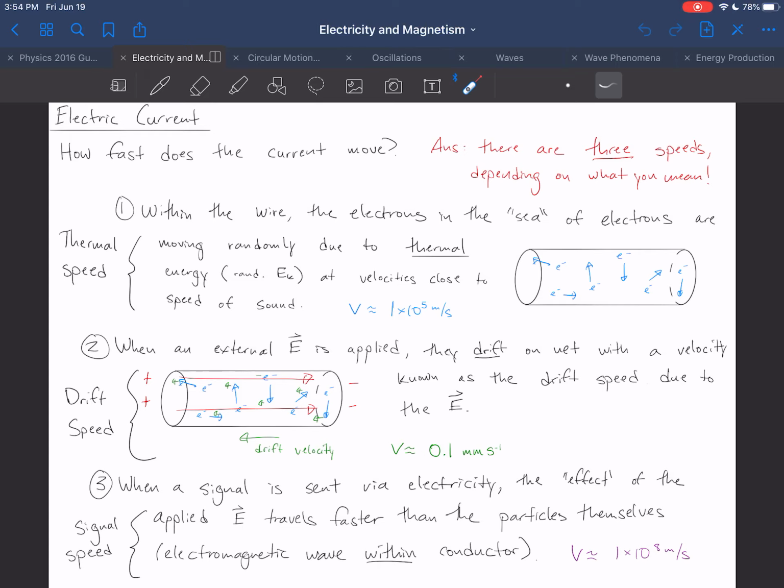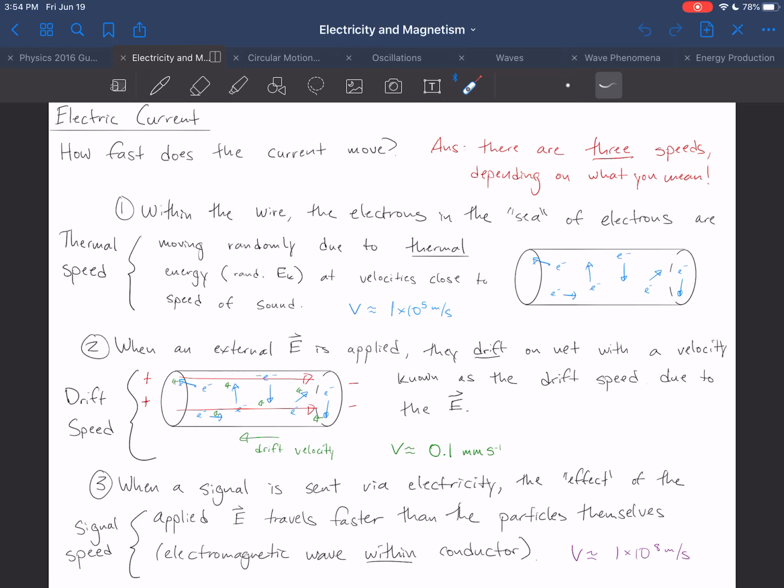So the first thing is that within the wire, ignoring the current for a second, the electrons inside the wire, in the sea of electrons, the wire is made of metal, are bouncing around, and they're moving randomly due to thermal energy. There's random kinetic energy associated with these particles at temperatures higher than absolute zero, and as a result, because they can move, they do move.